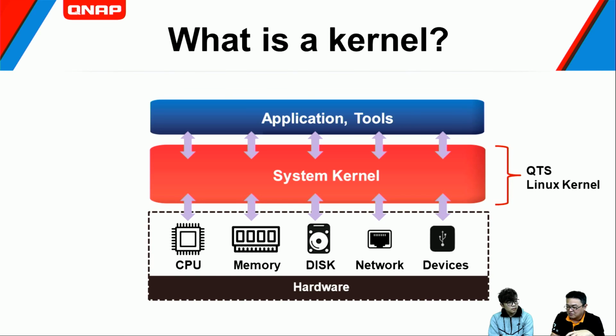When you buy a NAS, it's hardware. How you handle the hardware all goes through the system kernel. So the system kernel needs to handle the CPU, the memory, the disk, the network, and devices. It's like a bridge for the application and the hardware to connect to each other and make it work. Yeah, you're right.